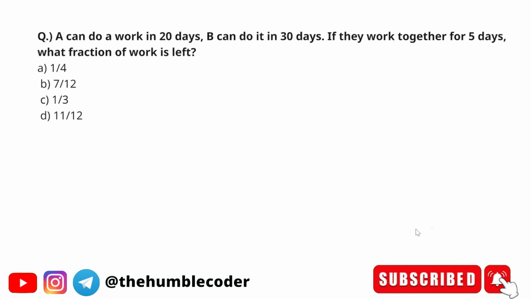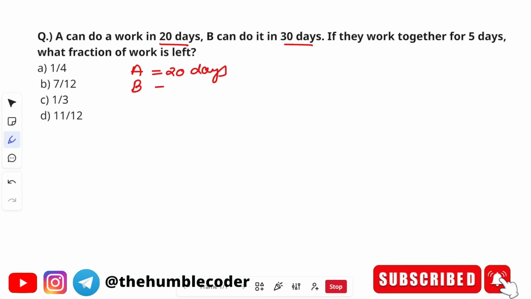A can do a work in 20 days, okay, and then B can do a work in 30 days. Same work, okay. If they work together for 5 days, what fraction of work is left? Okay. See, again we have some data. Based on that, we will find out the answer. We have the work done by A, which is 20 days, okay. Like the same work that can be done by B, it will be in 30 days, okay.